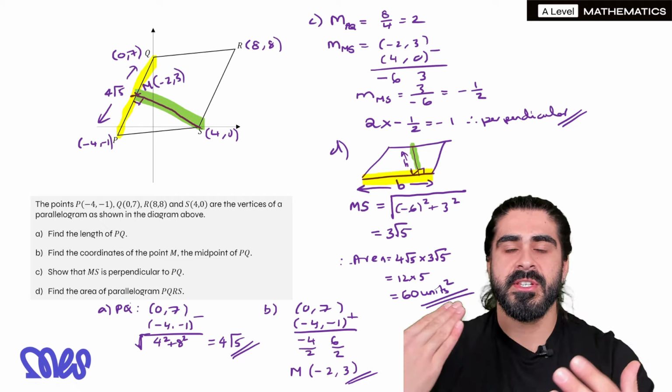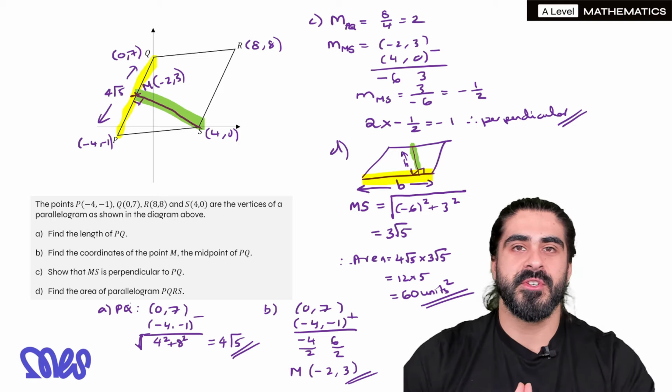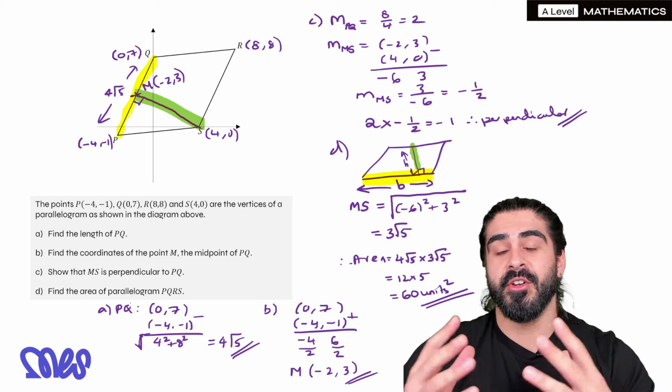And that's it, guys. So this is coordinate geometry with straight lines. Stay tuned for the next set of episodes where we're going to look at circles. So I look forward to it.